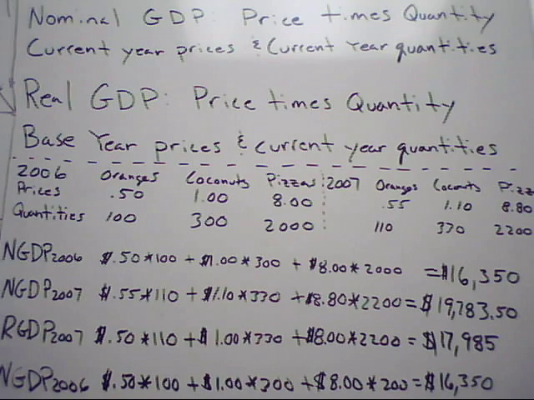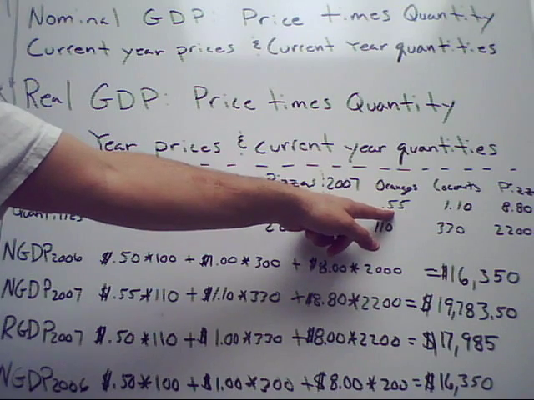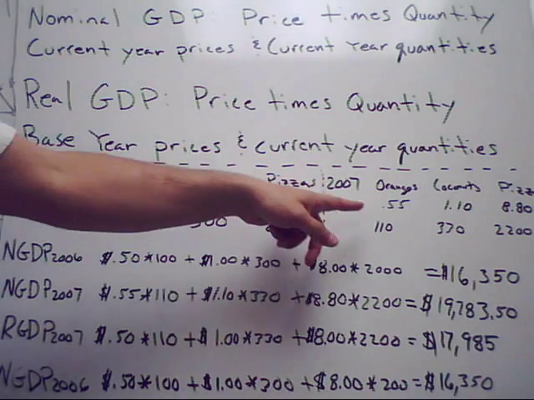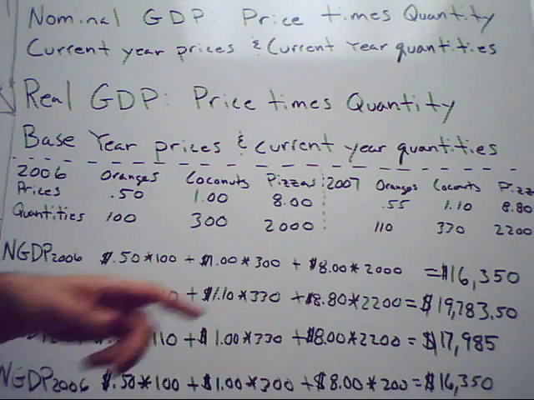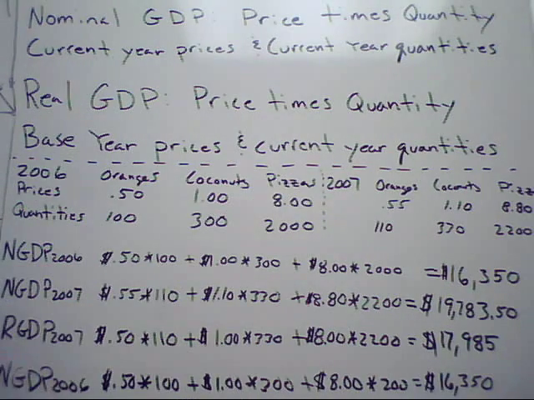I also have prices and quantities for 2007. So in 2007, oranges were 55 cents, coconuts were $1.10, and pizzas were $8.80. I also have quantities produced in 2007. In 2007, we produced 110 oranges, we produced 330 coconuts, and we produced 2,200 pizzas. So how can I use this information to get nominal GDP and real GDP?